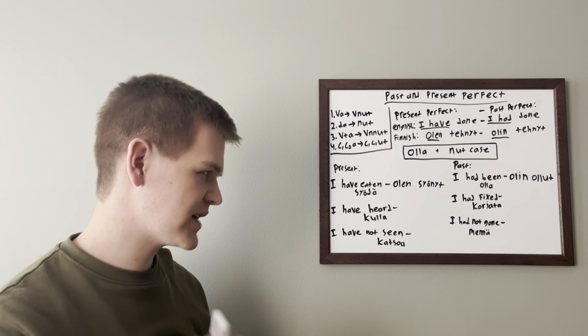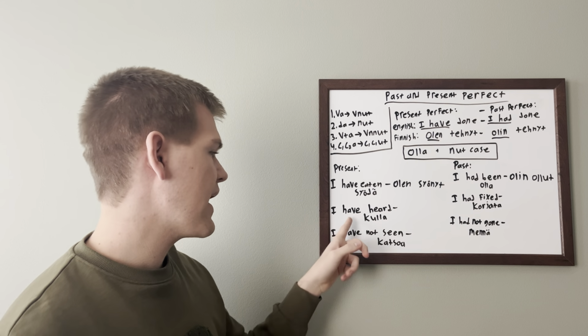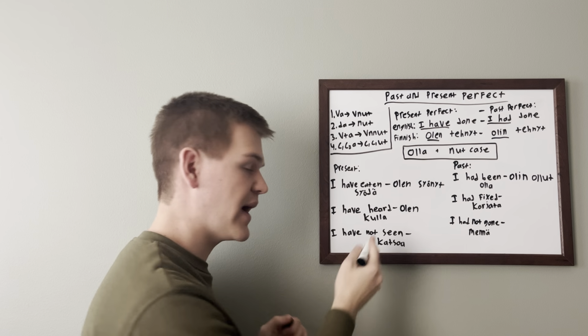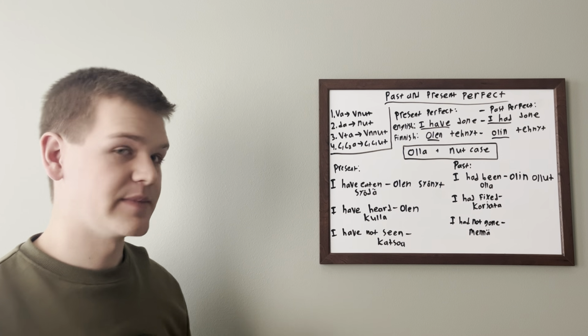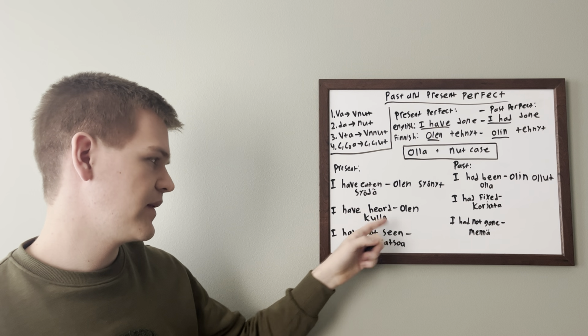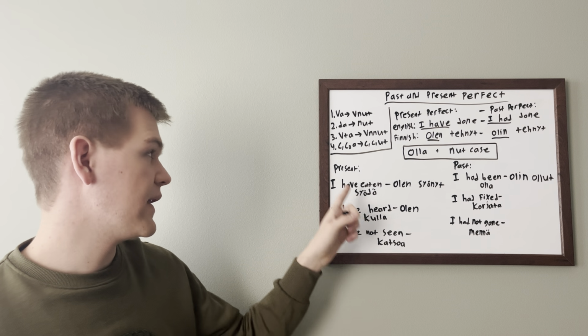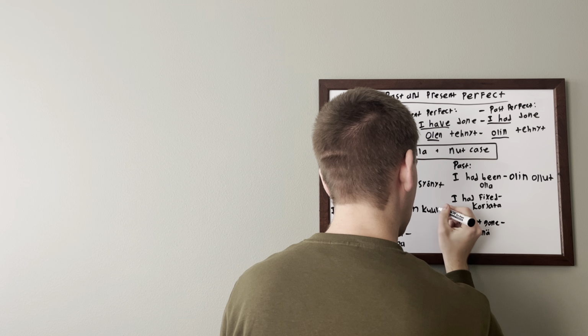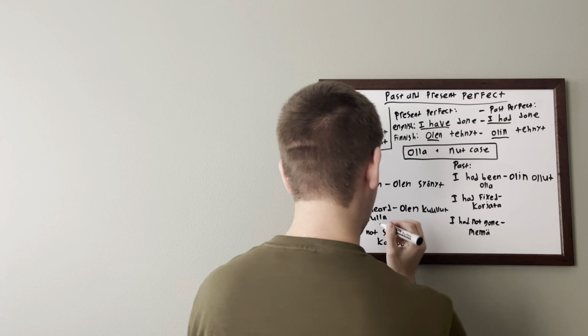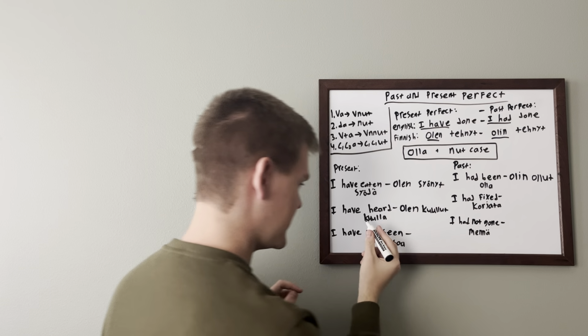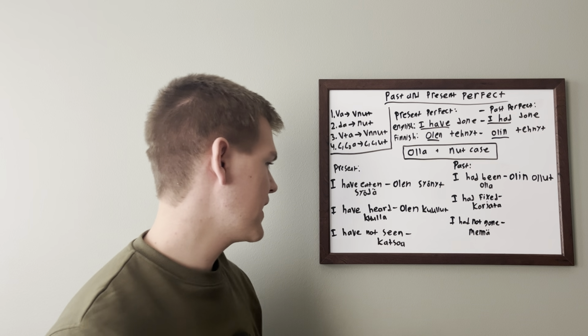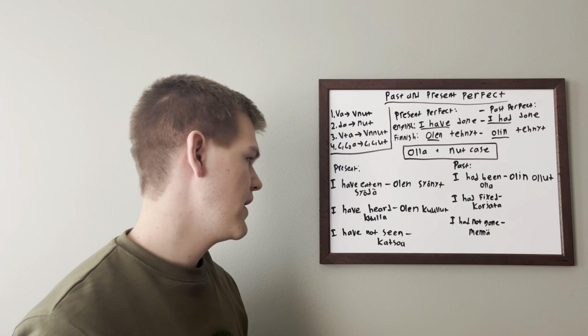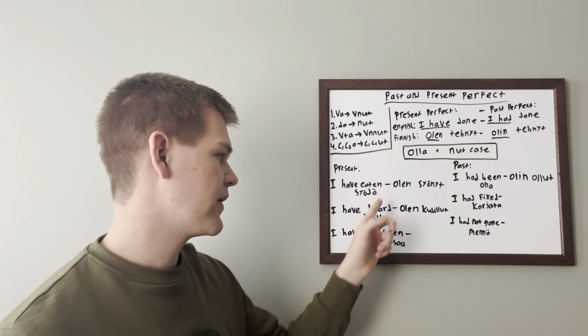But let's keep doing some more examples to kind of see how this basically works. I have heard. I have, so we're going to have olen. You could easily switch this, for you have would be olet. We have would be olemme. And then heard, kuulla. And the nut case is going to be kuullut. I'm just realizing that I missed a U here. That should have two U's. Kuulla. That's my bad, sorry. Olen kuullut. I have heard. Olen kuullut.